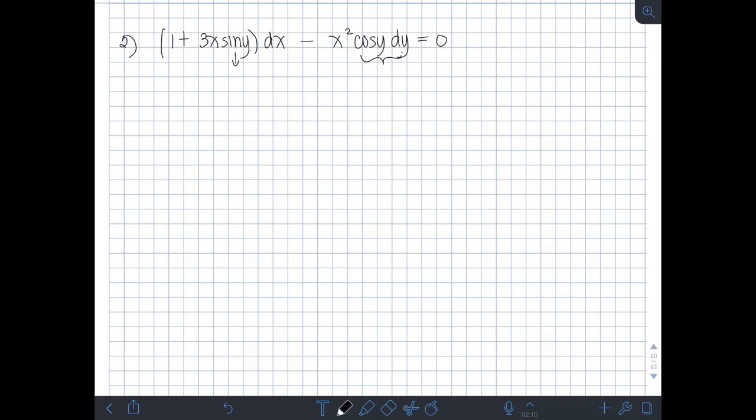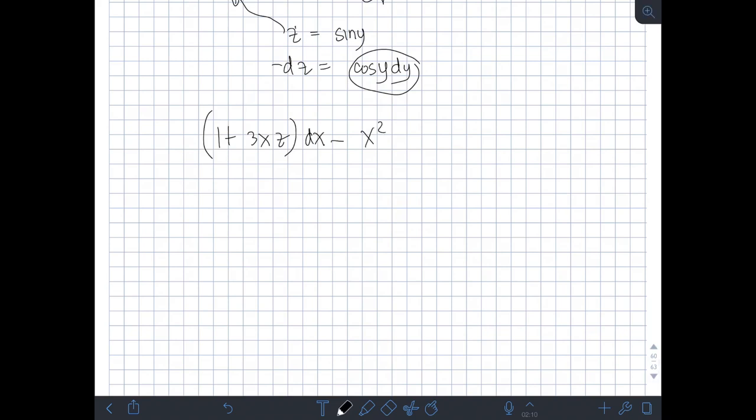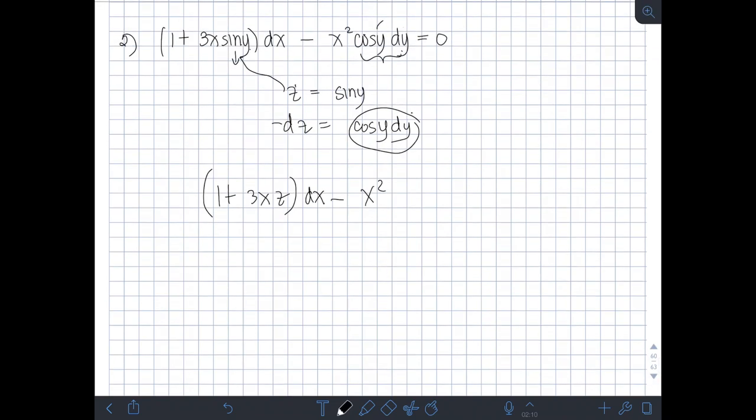So, pwede natin i-substitute as, let's say, z equal to sine y. Then, pag derivative natin, we have dz is equal to, derivative nga ng sine y is cos y, so magkakaroon tayo ng cos y dy. So, pwede ngayon natin i-substitute itong cos y dy as dz na lang. Tapos, dito sa sine y, papalitan natin ng z. So, sige, try natin. 1 plus 3x sine y is z quantity times dx, copy lang, minus x squared copy. And then, itong cos y dy is dz na lang equal 0.